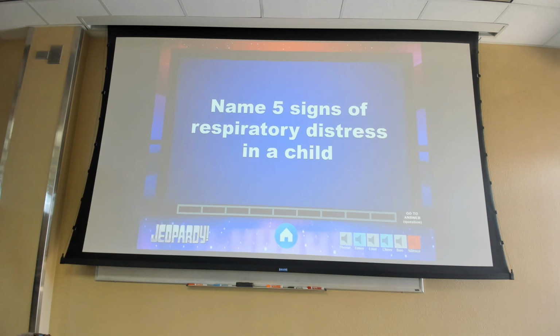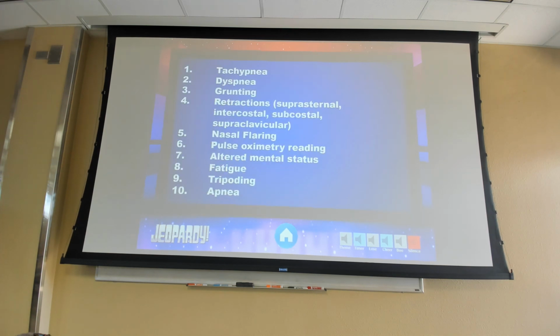What is this? This is moving. Tracheal tugging. Yep. What about this? Yep. What about the other super obvious ones? Cyanosis, tachypnea, hypoxia, tripoding, sniffing position. Yep. Fatigue. Yep, so you could give any of these. All of those are respiratory distress.